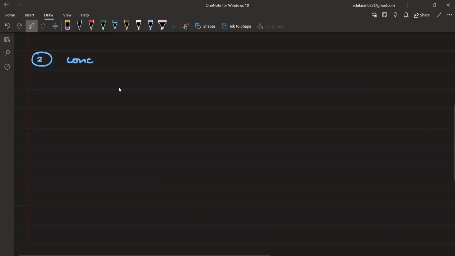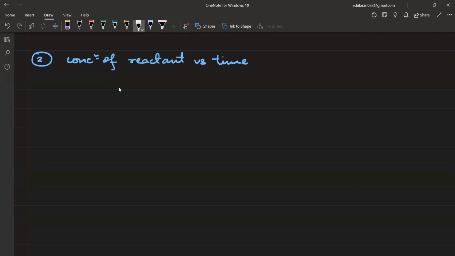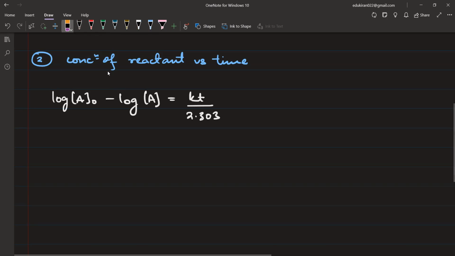Concentration of reactant versus time. Now for concentration and time, we have the integrated rate law equation, which is log of A naught minus log of A equals Kt upon 2.303. So taking away this t for a while and writing it separately.